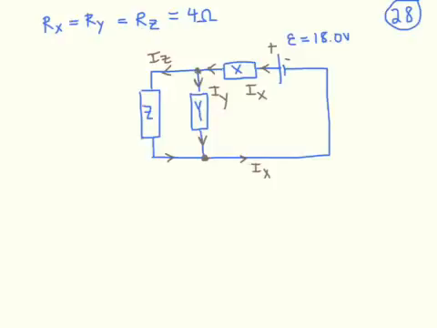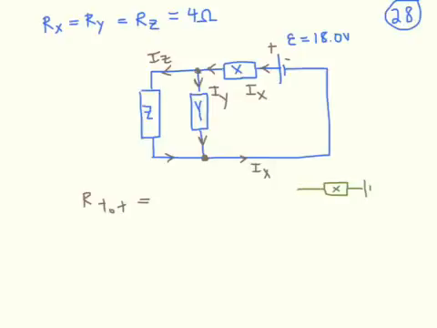The first thing we're going to do is find the total resistance of this circuit. The total resistance is a little tricky here because we have two things going on. Z and Y are in parallel with each other, but their parallel circuit is in series with resistor X. That's kind of hard to see, so let me draw it like this. Here's our battery. Here's resistor X.